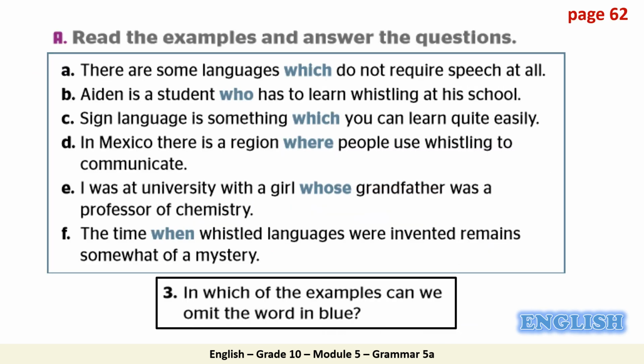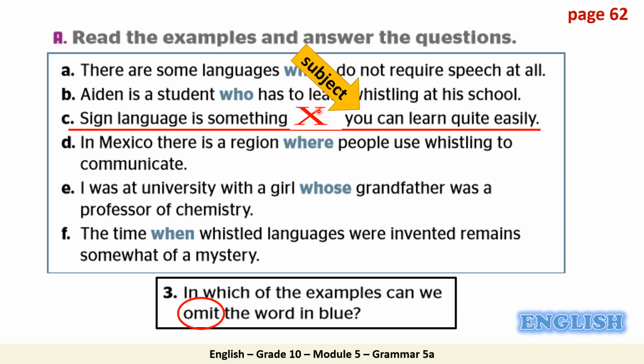Let's go back again to question 3. In which of the examples can we omit the word in blue? So pause and read from A to F and make a decision. The answer is C. Sign language is something which you can learn quite easily. We can omit "which" and go through with the sentence normally because it is followed by a subject, which is "you."